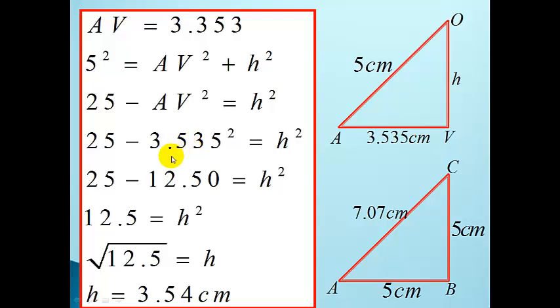Now, we take note that 3.535 square is equal to 12.50. So when you subtract 12.50 from 25, you are left with 12.5. And so we have 12.5 is equal to H square on the right hand side. Now we are solving for H, so we take the square root of both sides. We take the square root of 12.5, and that will give us 3.54. When we take the square root of H square, we are left with H. That means that finally we have H is equal to 3.54 centimeters. So the height of the pyramid is 3.54 centimeters.